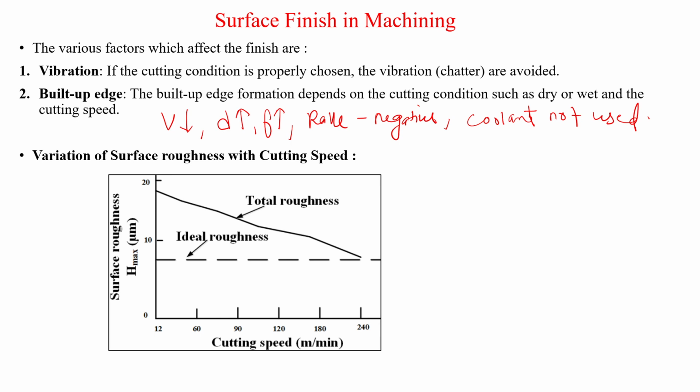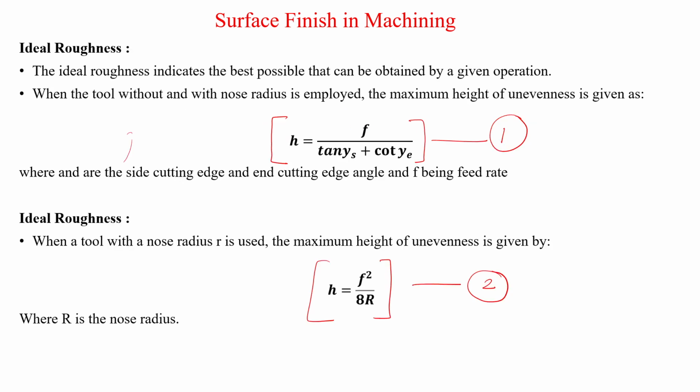Yes, sir. Okay. So basically, like I was teaching about the surface roughness and surface finish. This we have seen in the last class also, what is the formula for the surface roughness, which is f upon tan gamma s plus cot gamma e and h equals f square by 8r. This first one is in the case of a perfectly sharp edge and the second one in the case of the nose radius. So this we have seen.